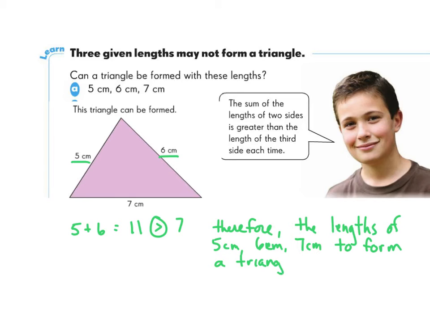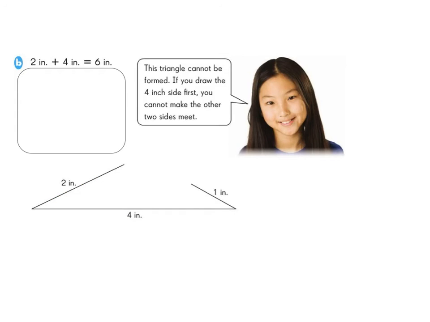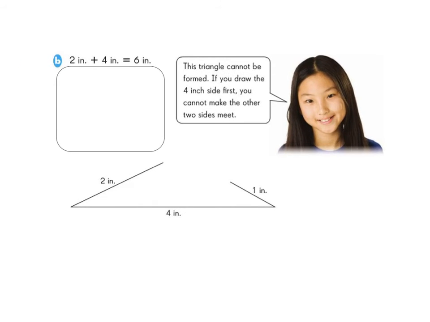But watch this next example on the next slide. We've got 2, 1, and 4. Okay, the two shortest ones are 1 and 2. 2 plus 1 is 3. Is that sum greater than the longest side of 4? No. That's why you can see that they don't form a triangle. The two shortest ones have to be at least a little bit longer than the longest one.